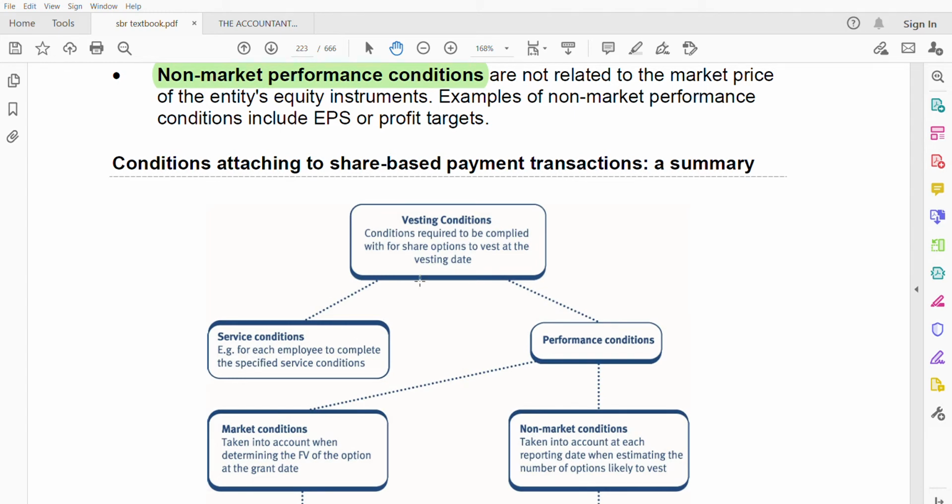Vesting conditions. Okay. These are conditions which are required to comply with for share options to vest at the vesting date. These are some conditions which you need to comply with to get that share option. Okay. One is known as service condition, the other one is performance condition. Performance conditions, as we can see, are divided into two, market and non-market. Okay. Service conditions means how long the employee will be there in the organization.